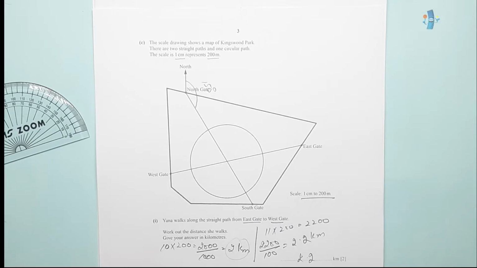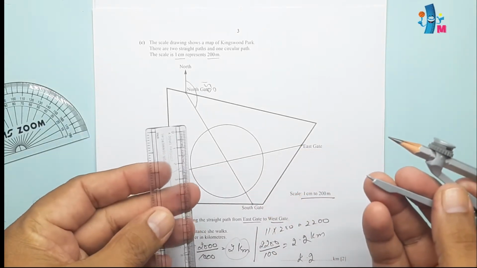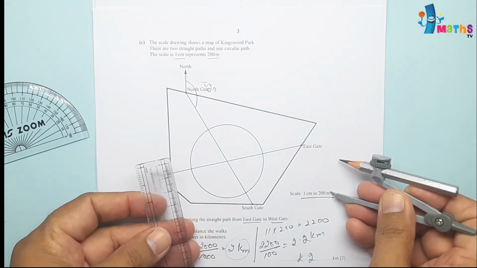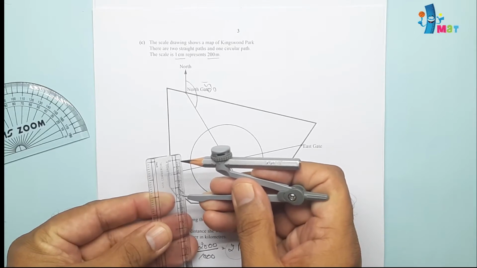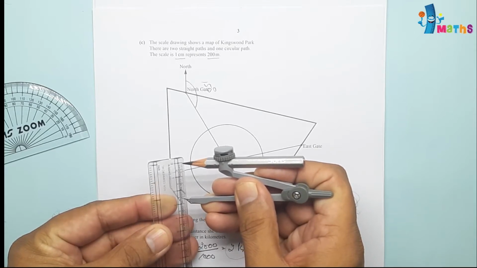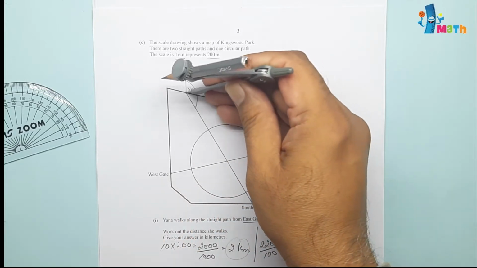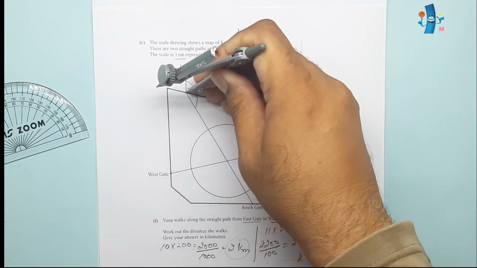So we have to make this entrance 500 meters. What we will do, we will measure 500 meters, which means 2.5 centimeters according to the scale, which is 1 centimeter equal to 200 meters. So why 500? We have opened this compass to 2.5 centimeters, and we can place it over north gate, because they are saying measure the bearing of south gate from north gate.